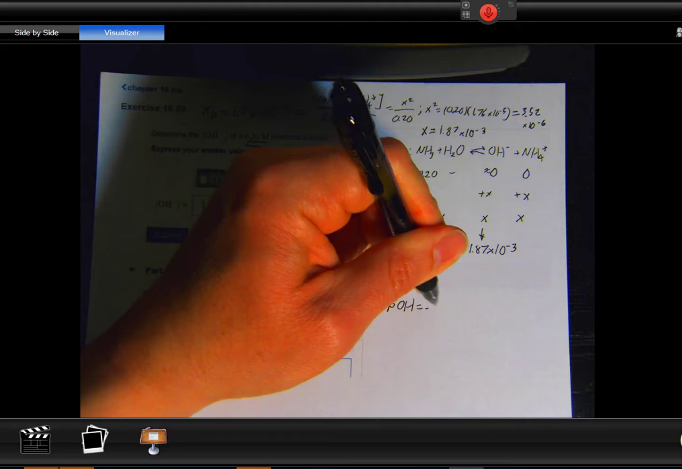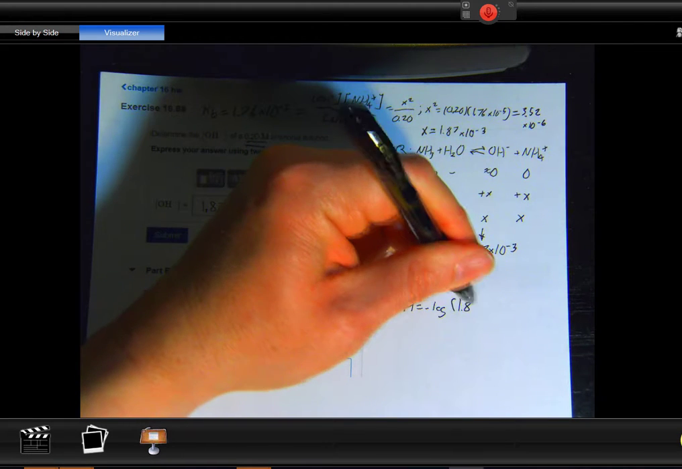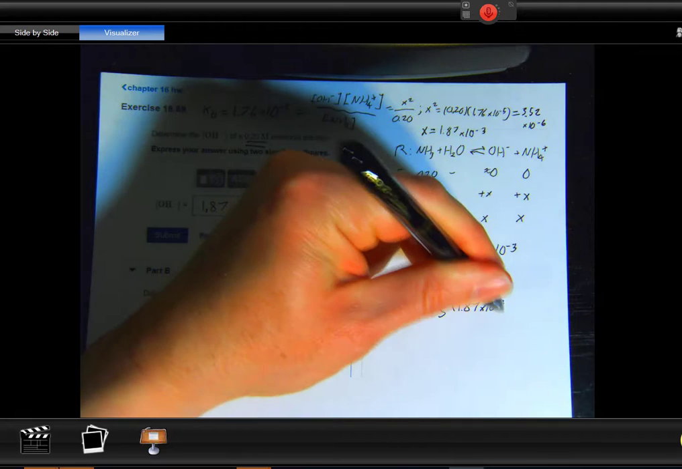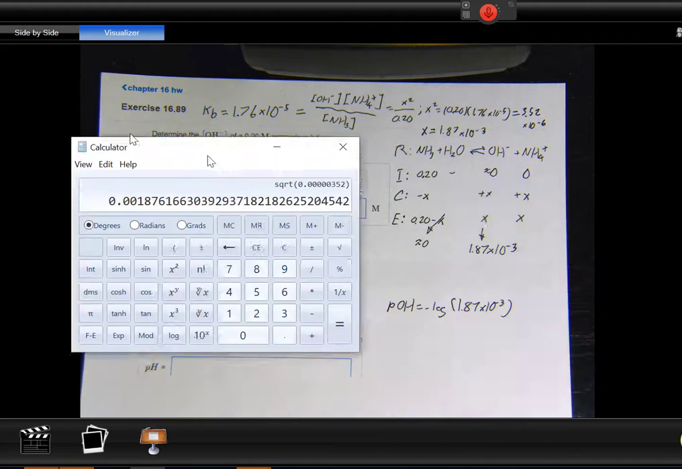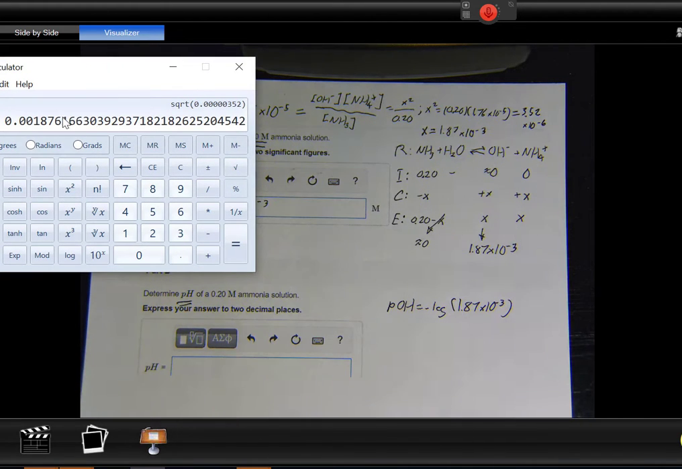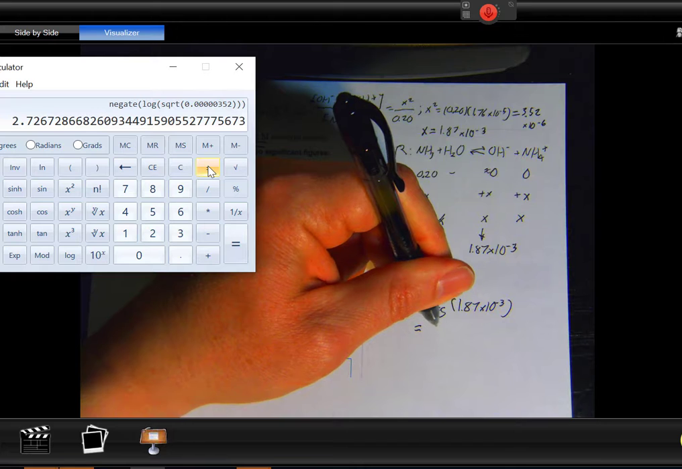So the pOH is the negative log of that concentration. Okay, so let's go ahead and bring our calculator back up. So I've left the number in there, so we can go ahead and do the log. And then we switch the sign, because it's the negative log. So that is equal to 2.73.